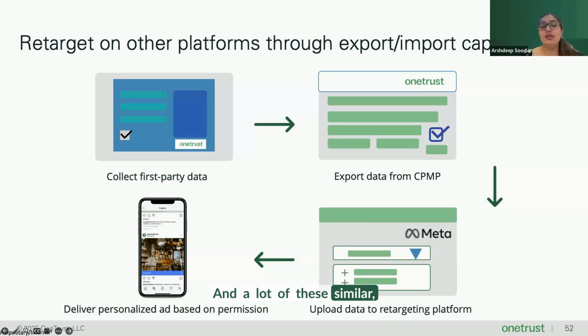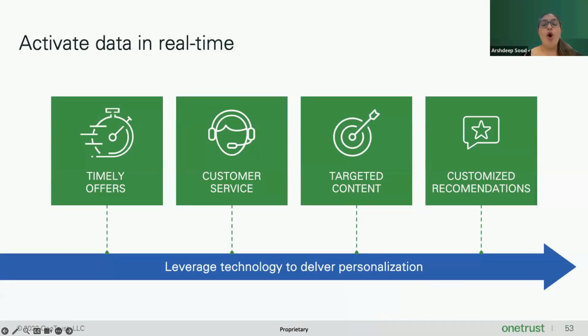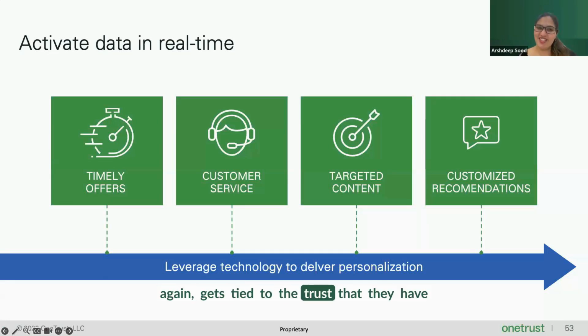And a lot of these similar engagements and activations can be seen in real time. Offers being delivered, customer service engagements, content delivered through AdWords, or even making customized recommendations that, hey, we saw you were looking at three of these different products. The users also buy these with that. And being able to do that, the quality of those recommendations improves if it's tied to the first-party data offered by the end user, which again gets tied to the trust that they have, because if they don't trust you, they won't offer that. And they truly trust you if you are operating based on the consent they provided.